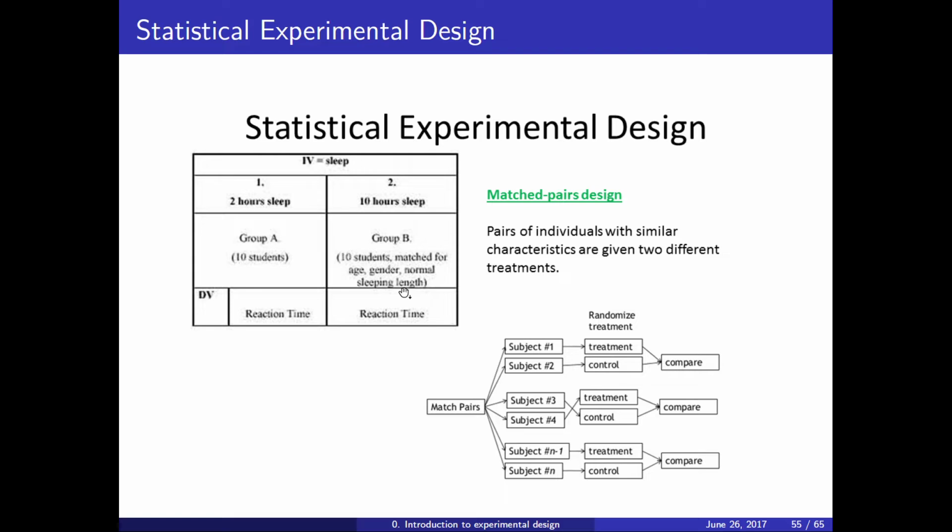So for every person in group A, you find which is the most similar person, and then you assign that person to group B. And then once you have the groups A and B, now you randomly assign to treatment or control. So first you find the pairs and then you assign randomly to the treatment.